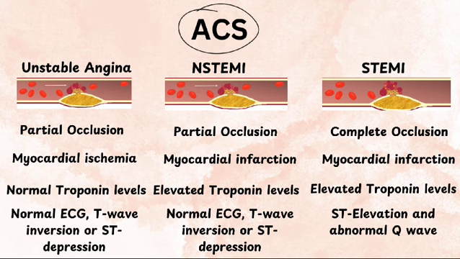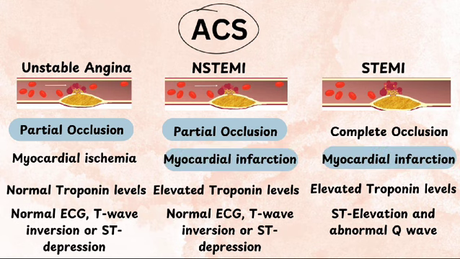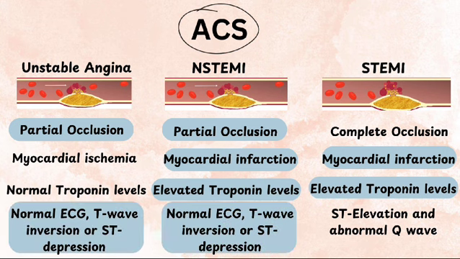This slide summarizes the similarities and differences between the different types of ACS. As a quick reminder, unstable angina and NSTEMI are caused by partial occlusion, while STEMI is a complete blockage. Unstable angina causes myocardial ischemia. In contrast, NSTEMI and STEMI cause myocardial infarction. Troponin levels are elevated only in myocardial infarction. Finally, ST elevation is observed only in ST elevation myocardial infarction, STEMI.